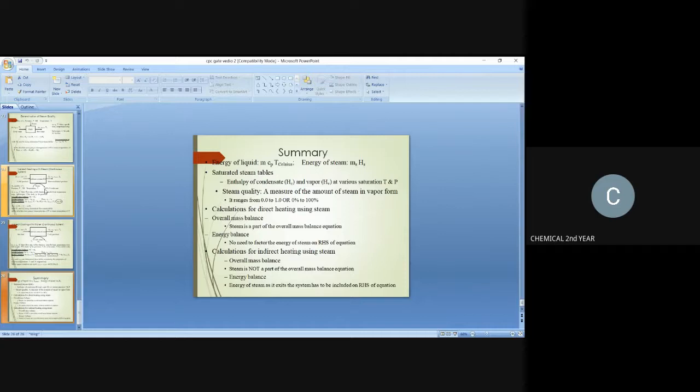Next, calculations for direct heating using steam. Overall mass balance: steam is a part of the overall mass balance equations. Energy balance equation: no need to factor the energy of steam on the right hand side of the equations. Next, calculations for indirect heating using steam. Overall mass balance: steam is not a part of the overall mass balance equation. Next is the energy balance equation. Energy of steam as it exists, the steam has to be included on the right hand side of the equation. Thank you.